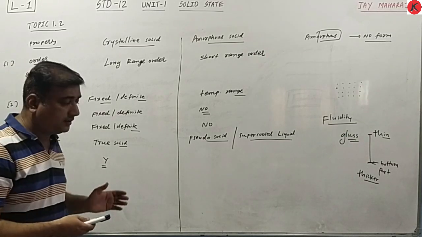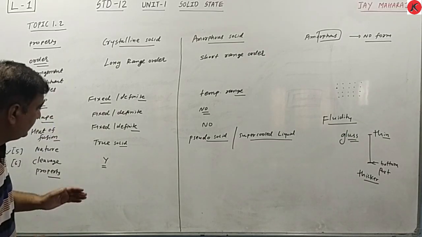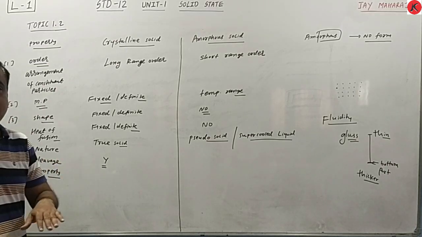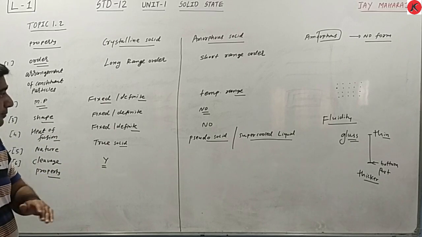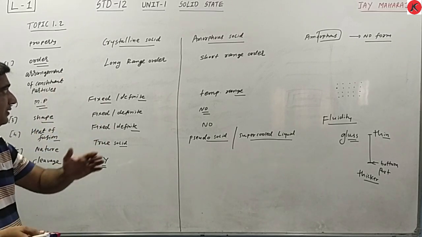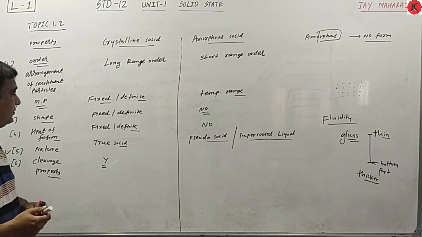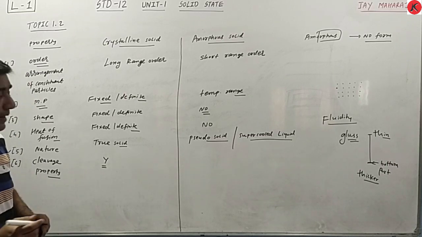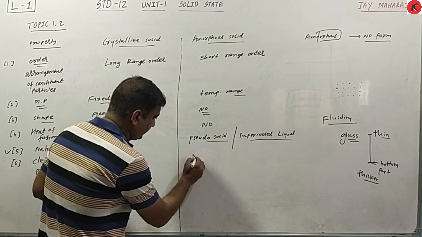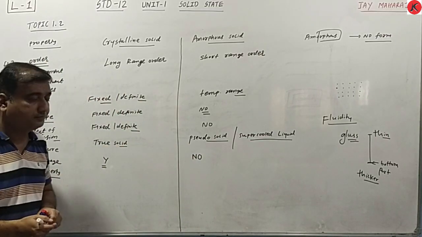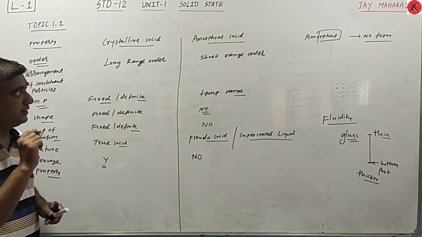So here they are asking the question: suppose one substance does not possess cleavage property, otherwise it possesses cleavage property. Suppose it has cleavage property, then it is a crystalline solid. If it does not have cleavage property, that means amorphous solid. In case of amorphous solid, it does not possess cleavage property.